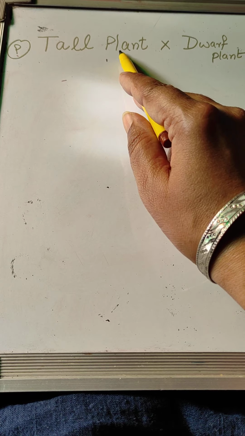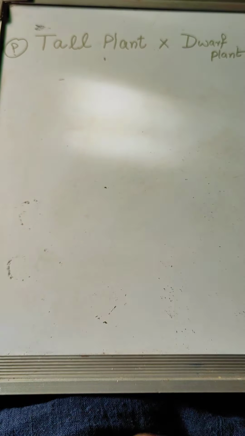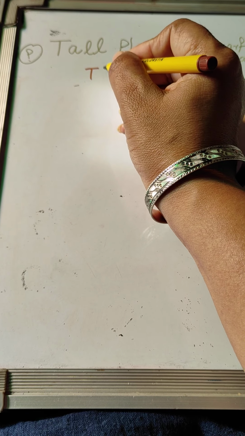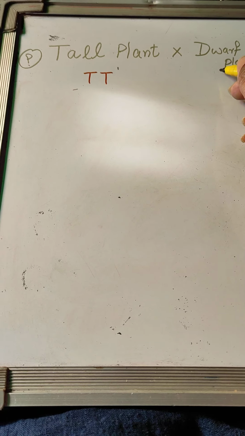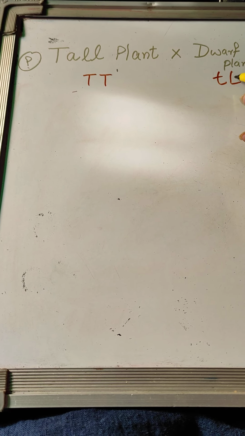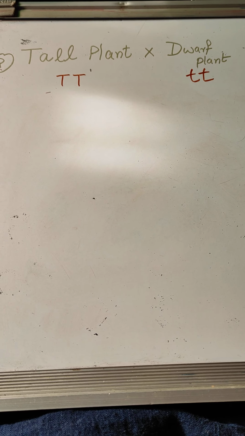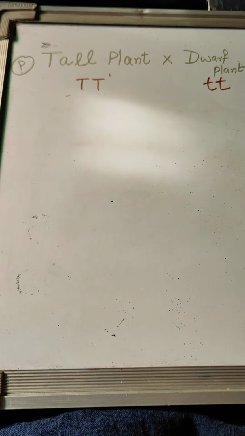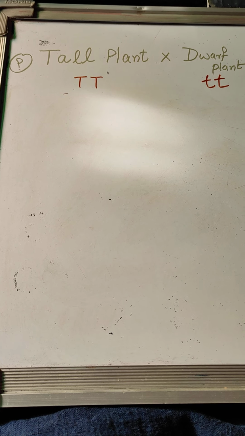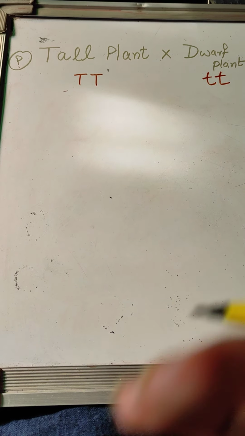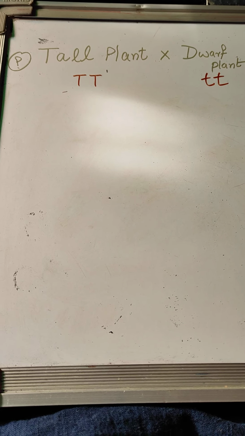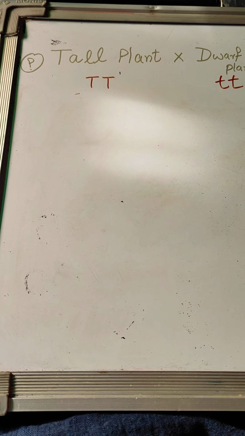This is the physical feature, the phenotype. Genotype is capital T capital T for the tall plant and small t small t for the dwarf plant. Now when they are crossed, the gametes will fertilize and the F1 generation will be produced. So before fertilization, production of gametes is important.